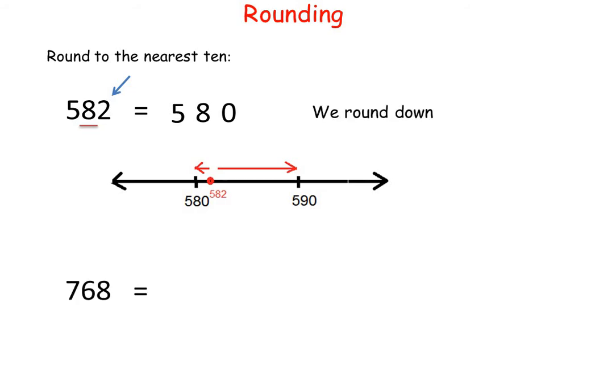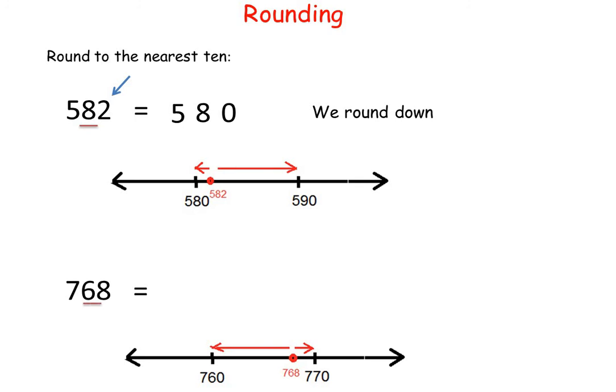Now look at the next number. It's 768. The first step is to underline the number that you need to round, which is 6. And here I locate the number on the number line. It's between 760 and 770. If I want to round it up, it will go to 770, and if I want to round it down, it will go to 760.